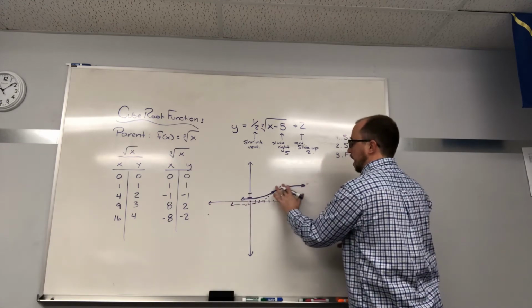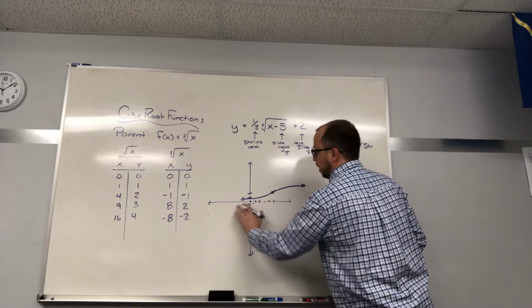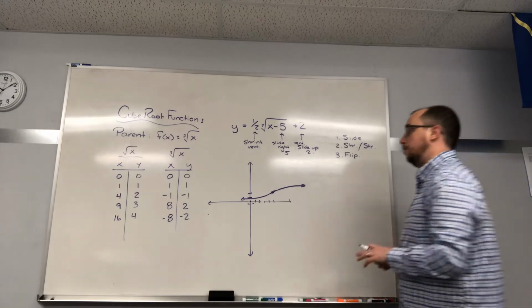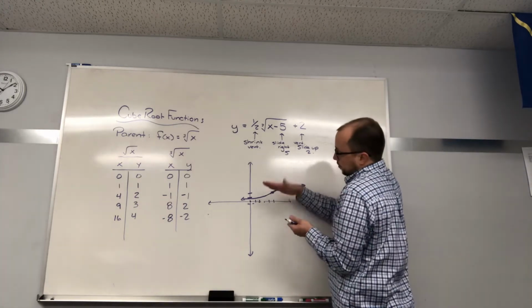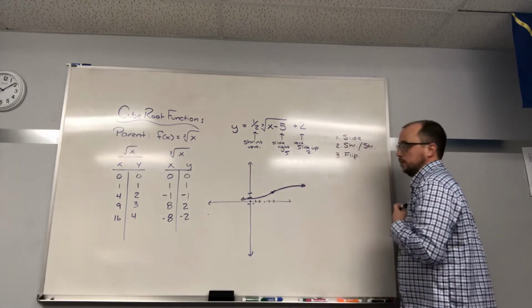Again, we are not looking for perfection right now. We're looking for a generalization of what that final graph is going to look like. It's going to look generally like this. Okay? We don't have any flips. If I had any flips, I could take this and flip it over the x or flip it over the y. We don't have that here. There were no negatives.